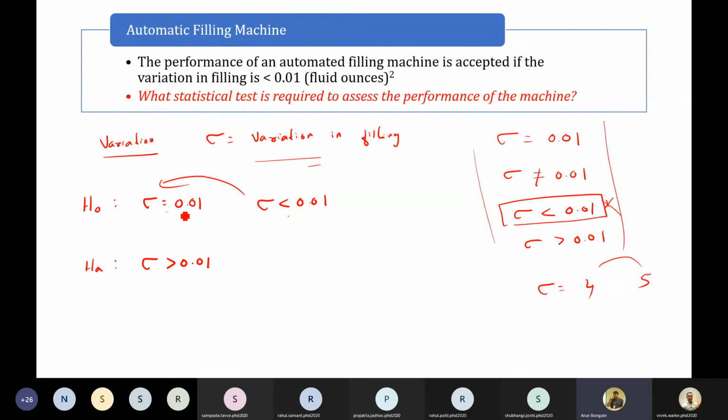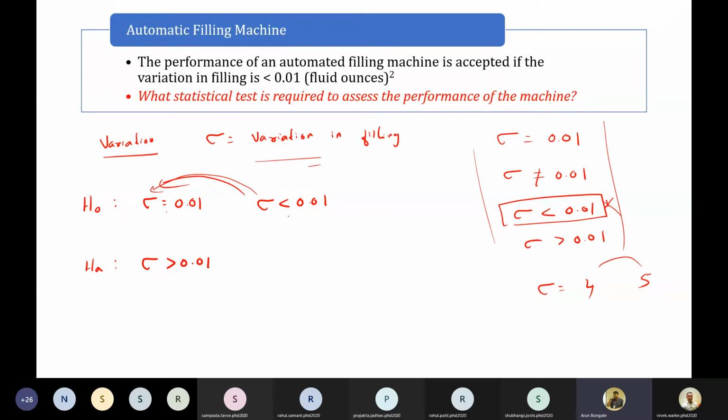Means, if the variation is 0.01, it is acceptable. If it is less than that, then it is better actually. If it is less than that, it is nothing but the null hypothesis itself. They are not complementary to each other.